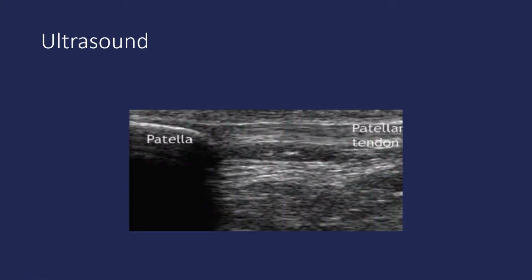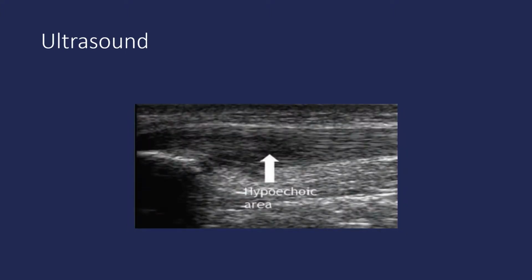This is an ultrasound of a normal patellar tendon. Notice the smooth parallel fibers within the tendon. Here we see an abnormal ultrasound image with the patella still oriented on the left-hand side. Notice the hypoechoic area characteristic of the degenerative process associated with tendinopathy.